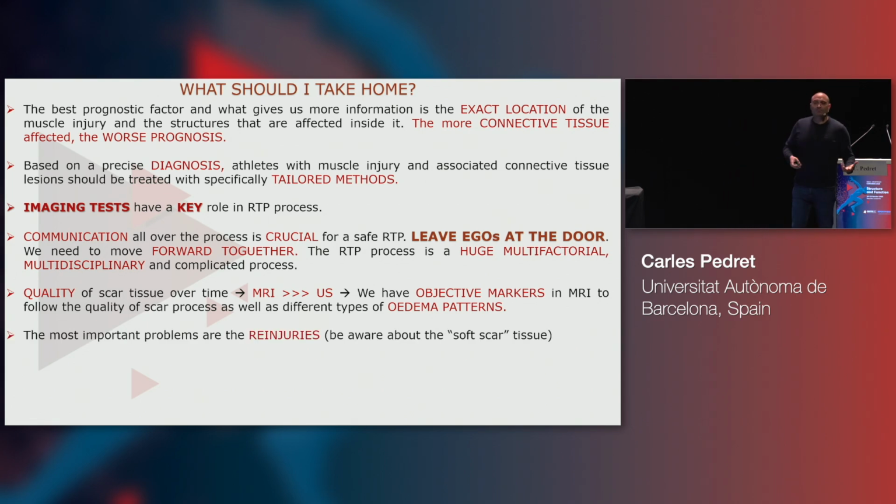And the most important problems for me are re-injuries. We need to consider that re-injuries have a much poorer quality of the tissue in that area. So the clinics is less, the mechanism is quite confusing, so everybody thinks that's not important. No, it is. It is more important even than the initial injury. So we need more time to return to play a re-injury rather than initial injury because of the quality of the scar tissue that remains there.